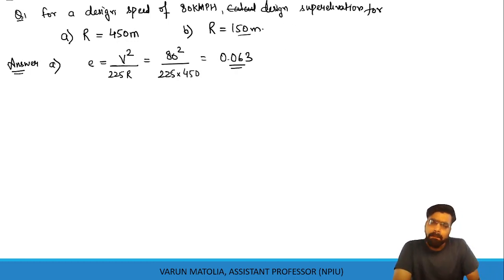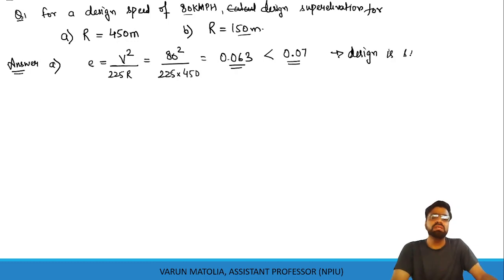If it is a plain terrain, okay, we can find the design speed as 80 km per hour. If it is a plain terrain, this value is satisfactory, because for a plain terrain, this needs to be less than 0.07. So design is safe. And for terrain higher than plain terrain, plain or rolling terrain, the values of super elevation are higher. So in that condition also, this is safe. Let's get on to the second question.